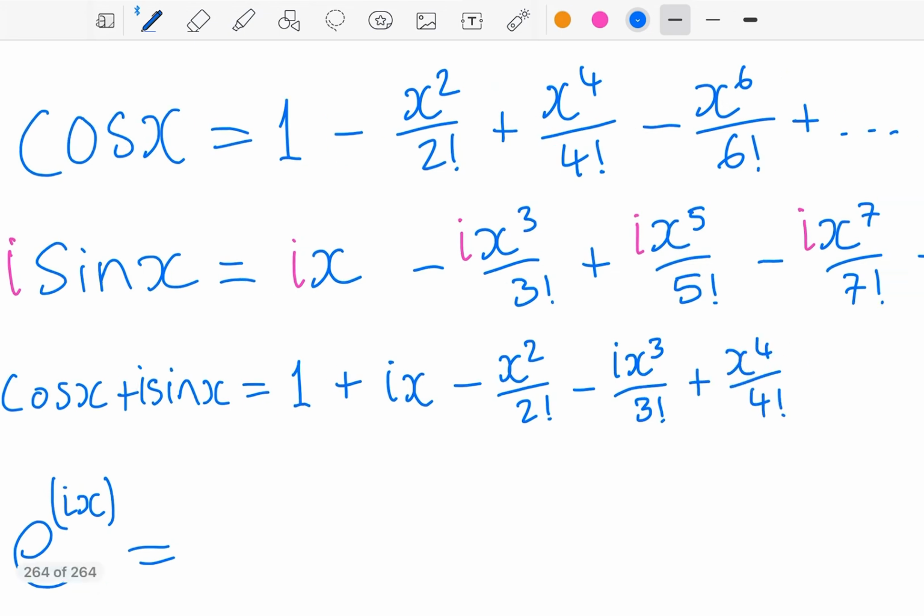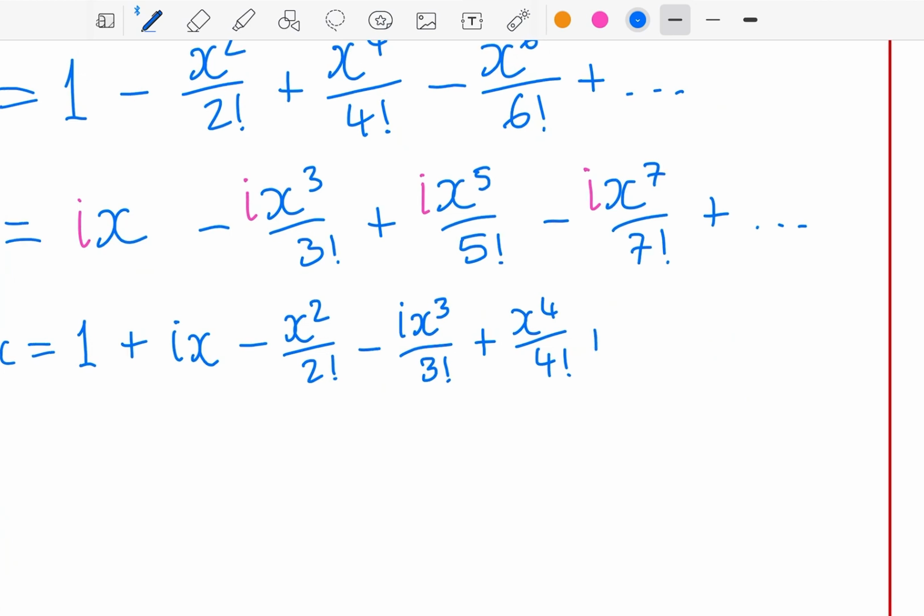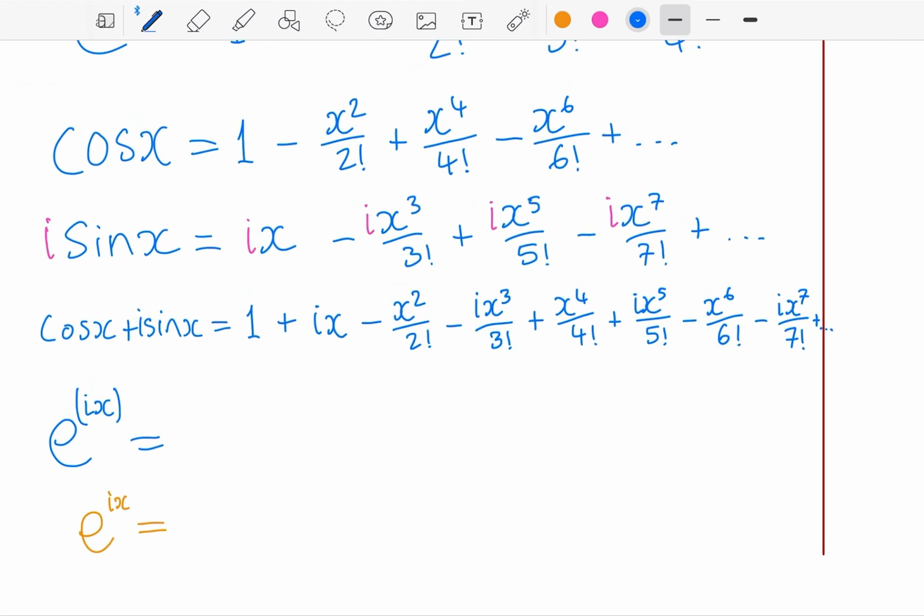So what we see here is every other term has this i, because those are the terms that come from the sine power series. And also we don't have this really neat alternating plus and minus anymore. We have plus plus, minus minus, plus plus, minus minus, and so on. But that's fine.